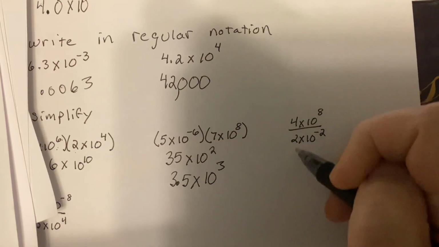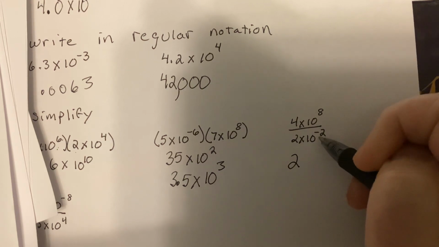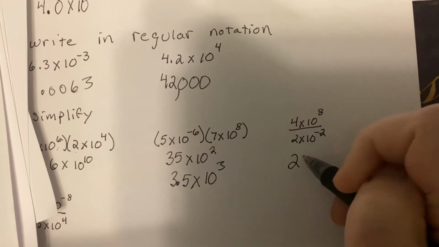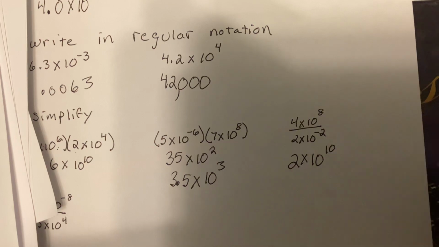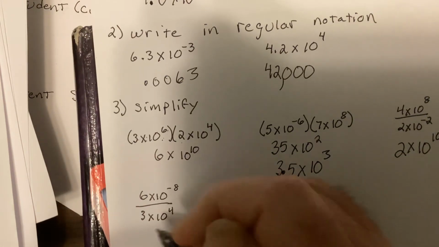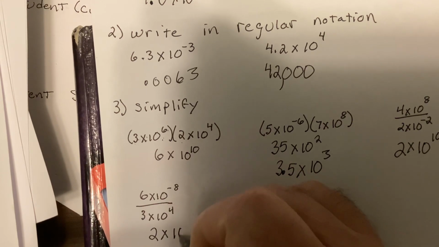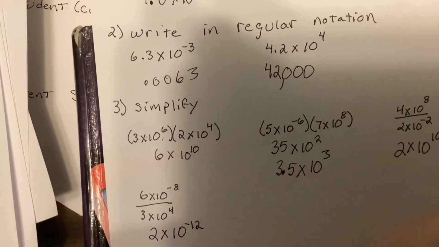So 4 divided by 2 is 2. When I divide two things with the same base, I subtract the powers. 8 minus a negative 2. Two negatives make a positive, so it'd be 8 plus 2. 6 divided by 3 is 2. Negative 8 minus 4 is negative 12.